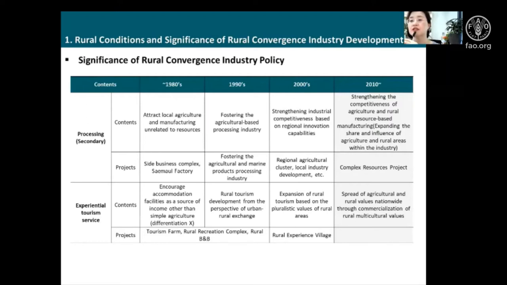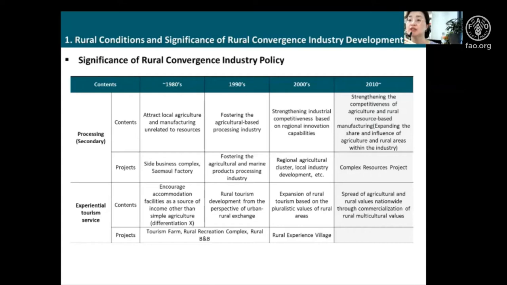In particular, the 1990s was a period in which restructuring of the Korean economy was actively taking place with the opening of imports of agricultural crops, and the reduction of the labor force in rural areas intensified. The main goal was to increase the economic ripple effects through the creation of agriculture and industrial complexes.